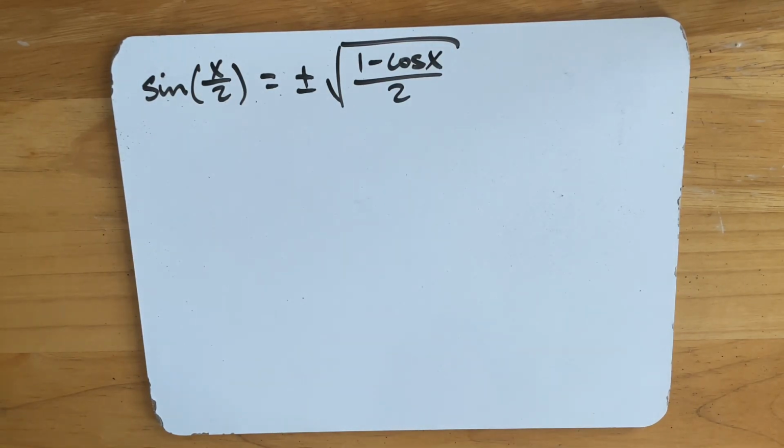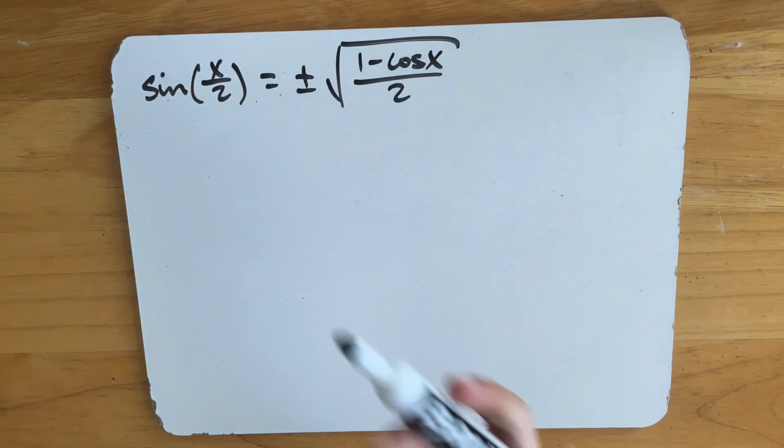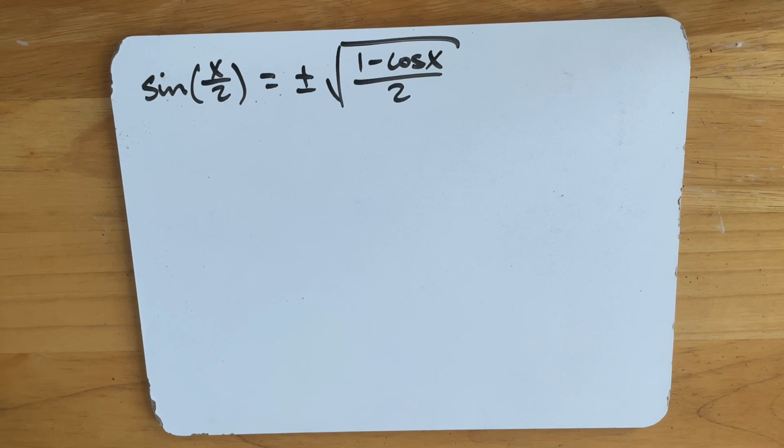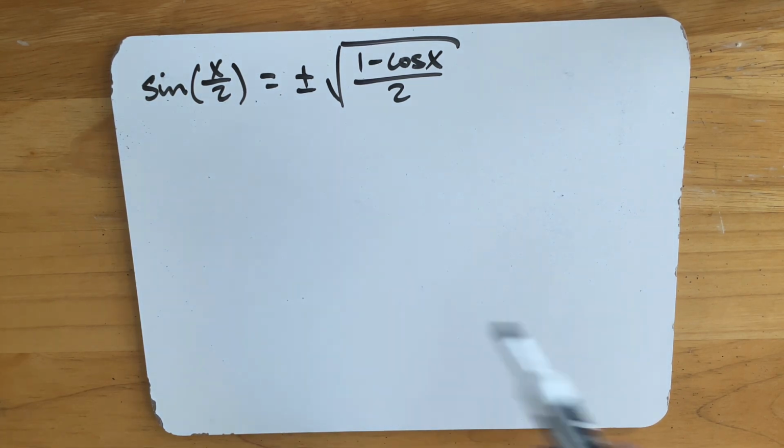The question is, why do we need a plus or minus in front of the square root? And really, it's a really simple reason. We know that the sine function can return a positive or a negative number. But when we take a square root, the square root is only going to return a positive number.